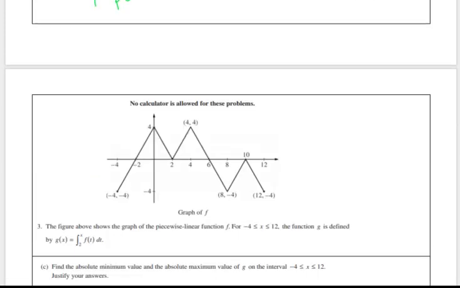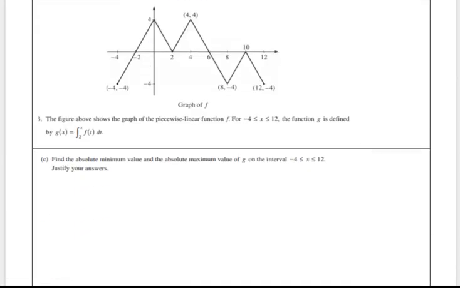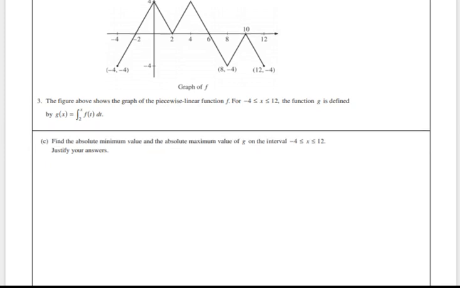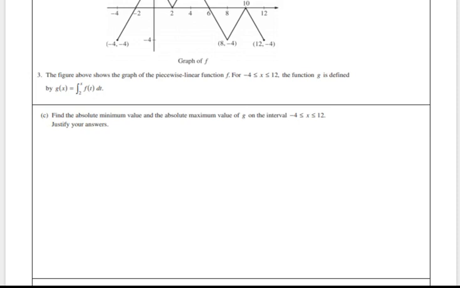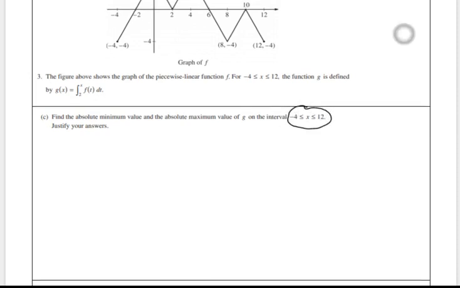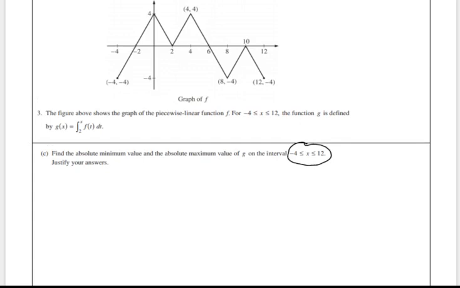Part C and D are the ones that are definitely more involved in this problem. So part C asks us to find the absolute minimum and absolute maximum. In order to do that, we have to make a table, right? In order to find an absolute, we know we need the endpoints and the critical values. So the endpoints we know are -4 and +12. We have to look at the graph and find the other critical points. So critical points mean we want the first derivative to be equal to 0.